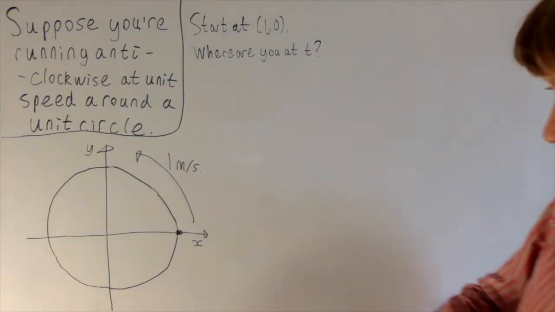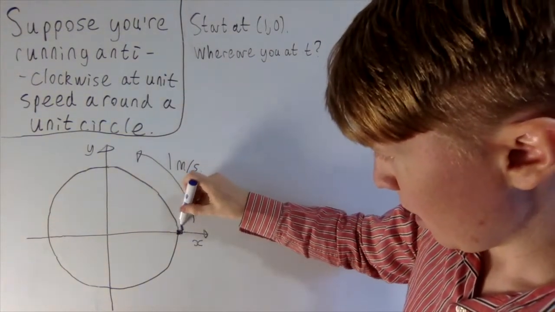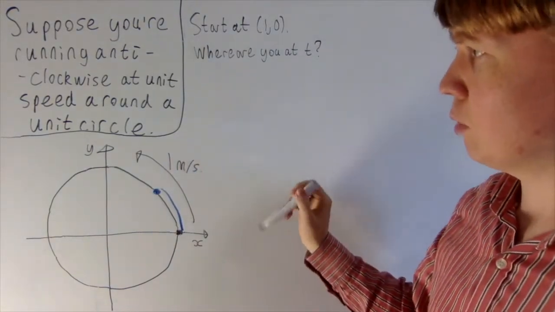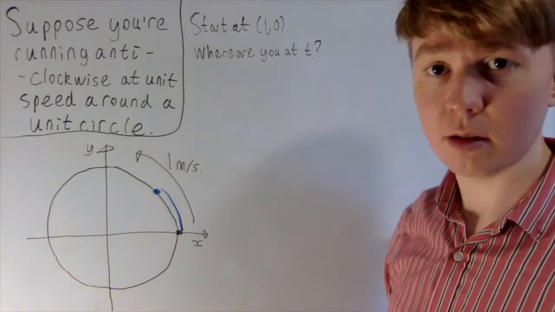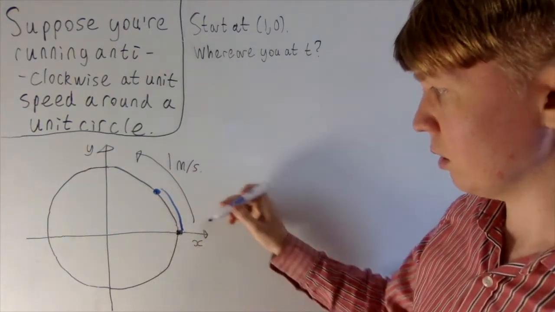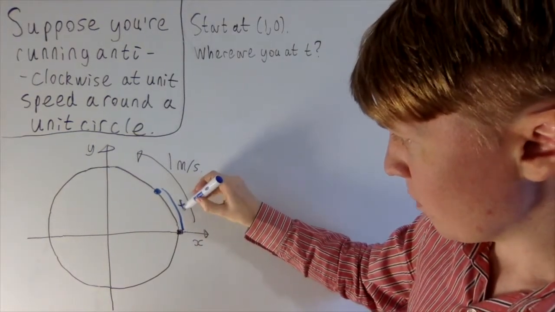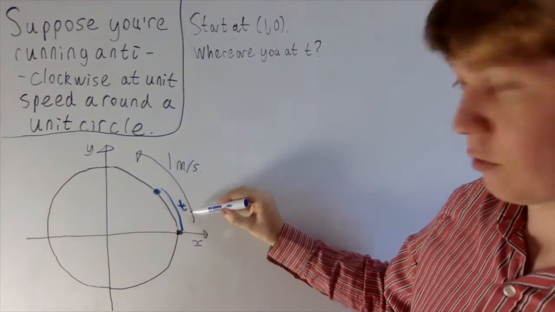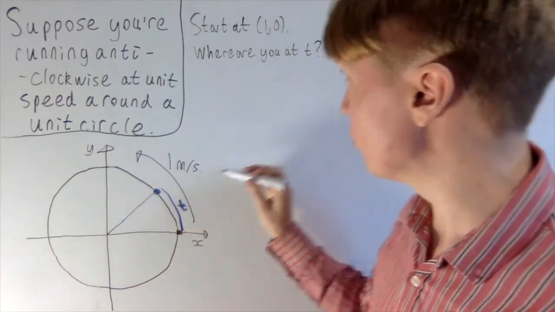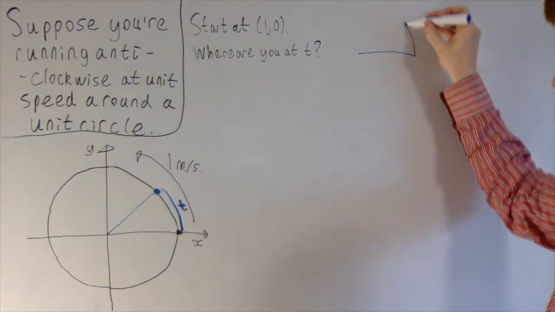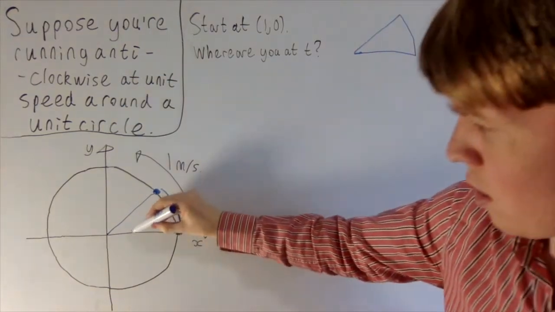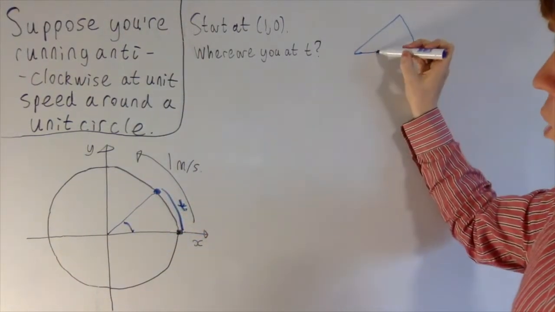So let's say you've been travelling for t seconds, maybe you've not gone very far, and you've ended up at this point here. Now, we know that you're running at 1 metre per second, so in t seconds you'll run t metres. And because we're running around this unit circle, the arc length here, the distance you've travelled, is going to be t. And this is particularly nice because then we can draw in a little sector like this, and because we're working with radians we'll be able to work out this angle here.